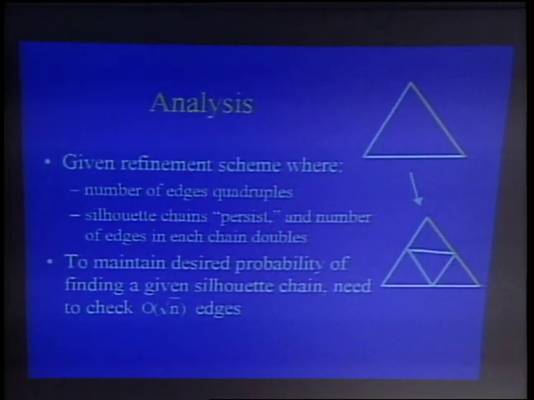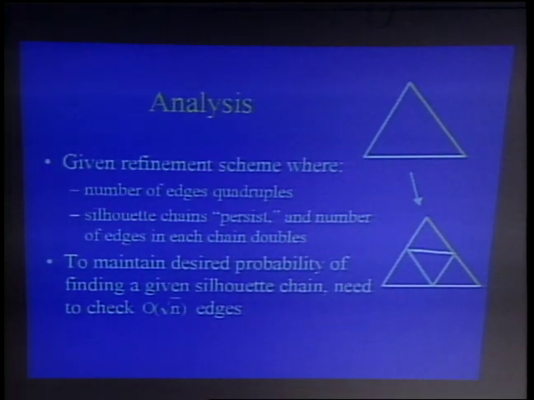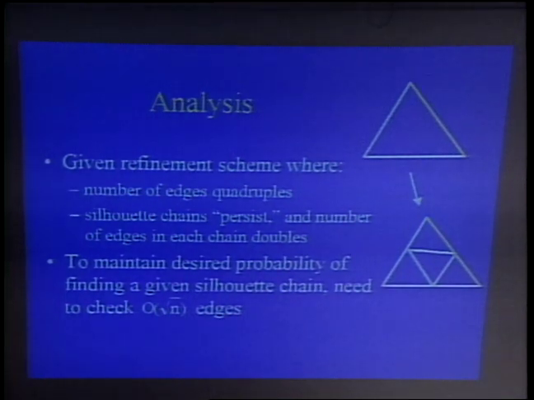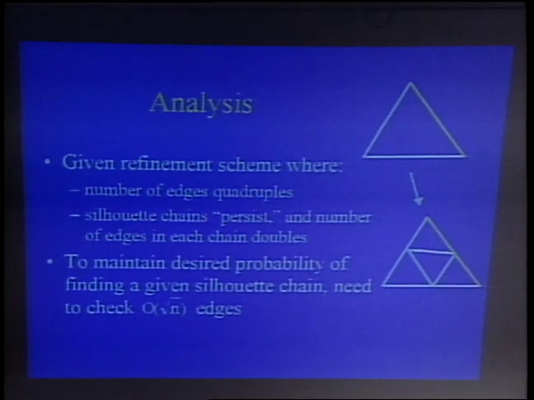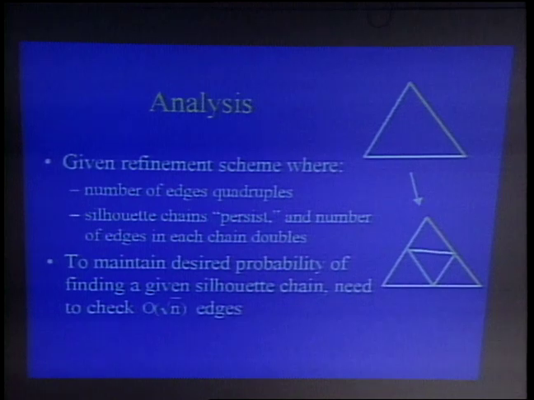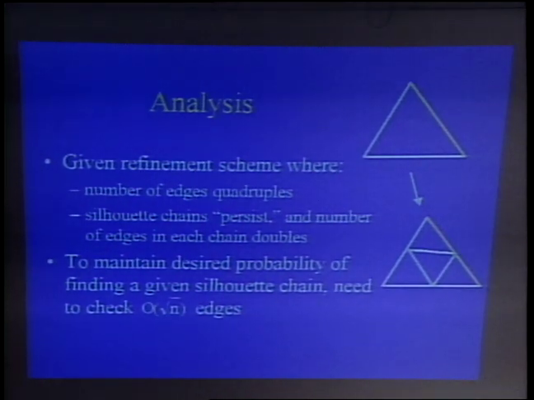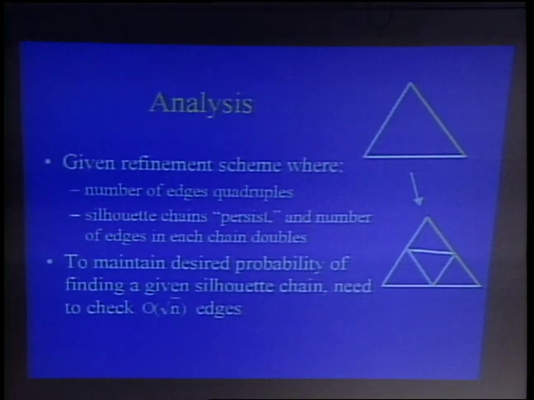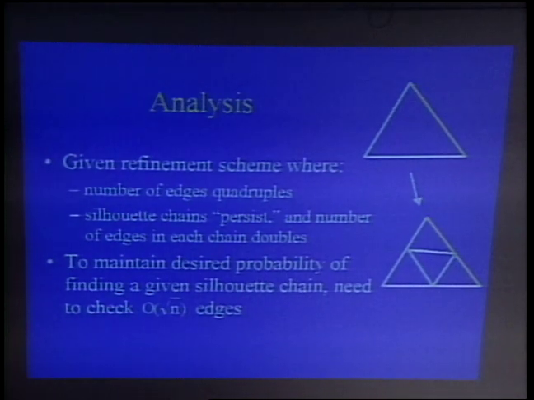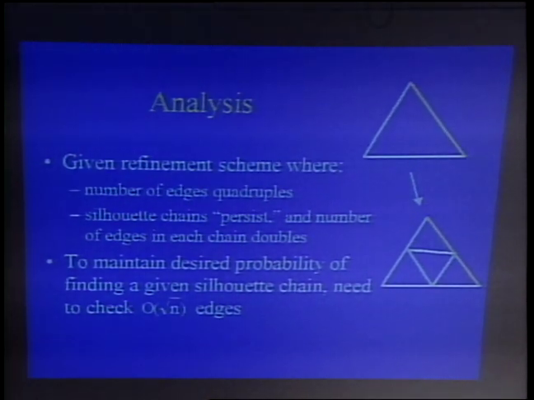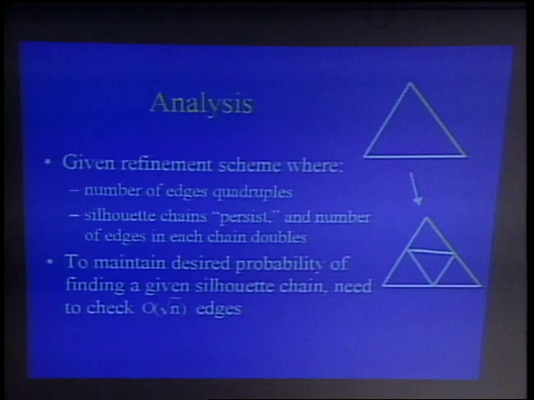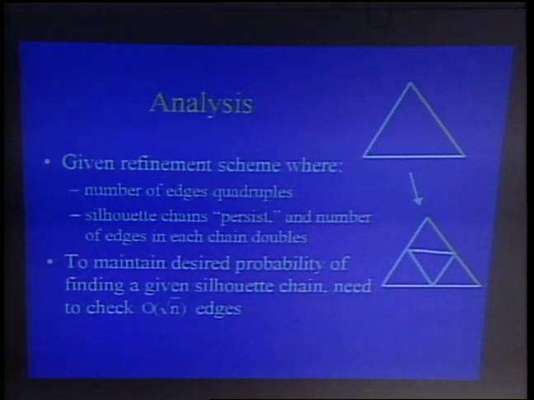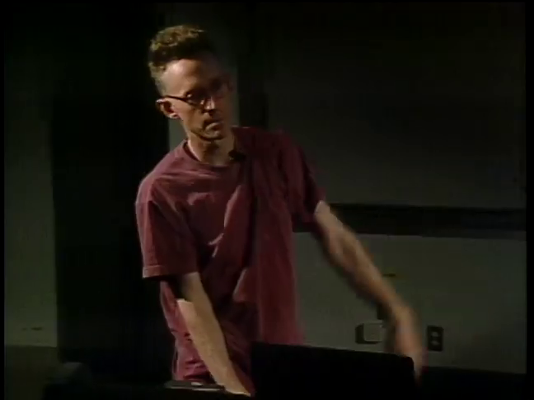And so you can identify the silhouette over multiple refinements. All right, now I want to assume that the number of edges in a given chain of silhouettes doubles each time we do this. And that's plausible. If you look, I don't know if you can tell the colors here, the yellow edge there on the right of the top triangle turns into two edges when you do this refinement scheme.